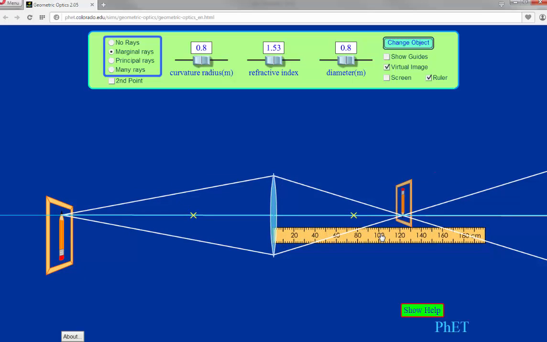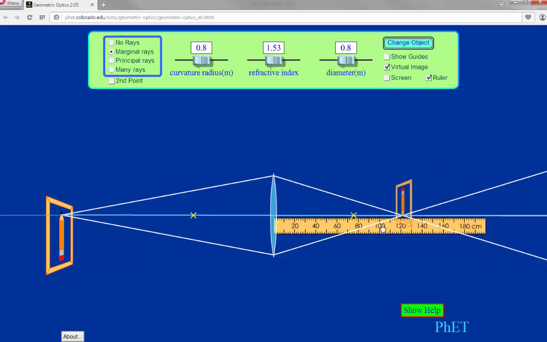And where's our image formed now? It seems to be formed at just shy of 122 centimeters. In fact, looking a little closer, maybe it's more like 121 centimeters. Okay, so now I have to basically move this thing closer.